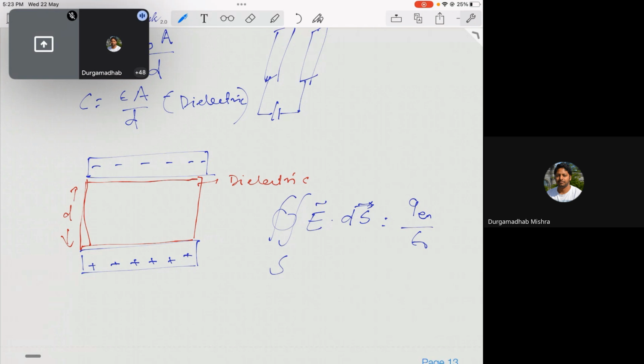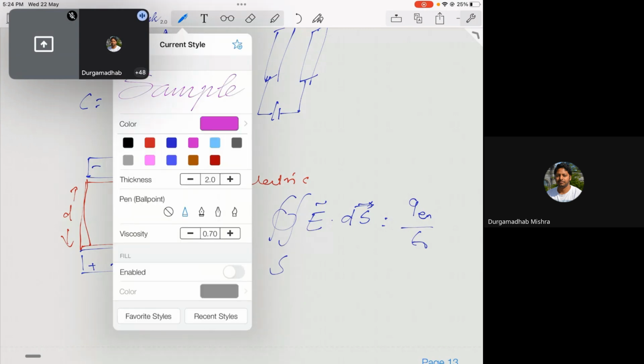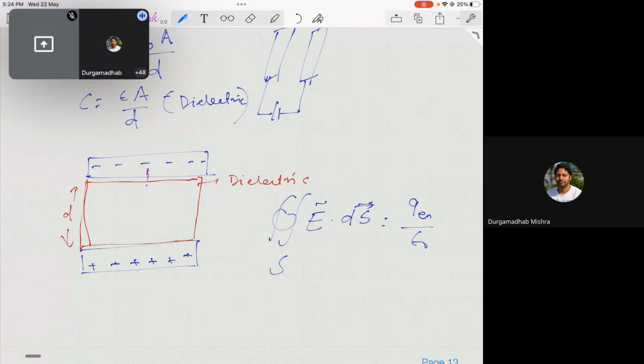But what Gaussian surface are we going to choose? The Gaussian surface that we will choose is partly in the conductor and partly in the dielectric. So this is the Gaussian surface we choose, and we use it to calculate the electric field and the charge enclosed within.